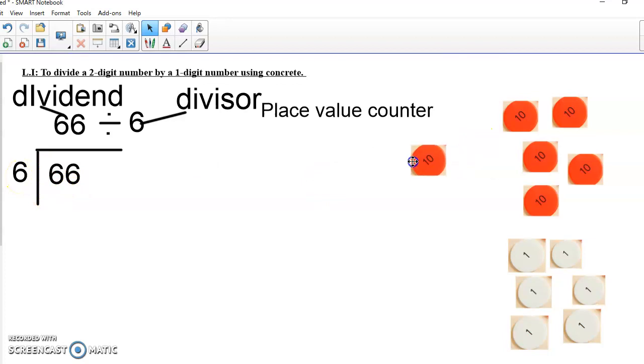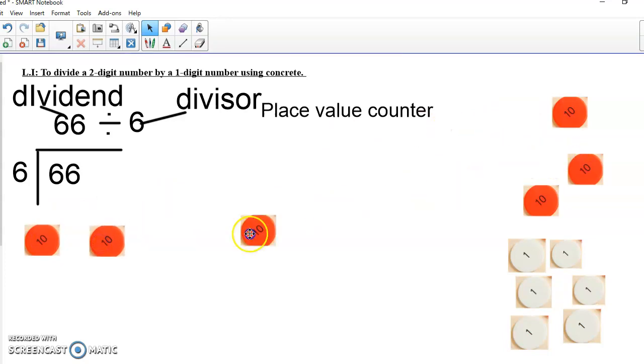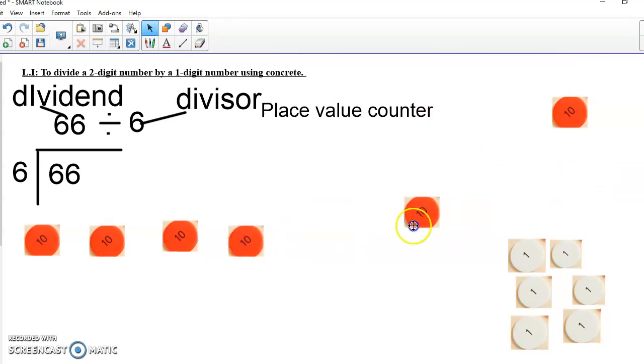So I'm going to put one column, 1 ten, 2 tens, 3 tens, 4 tens, 5 tens, and my 6 tens. Okay, now I'm going to look at my ones.